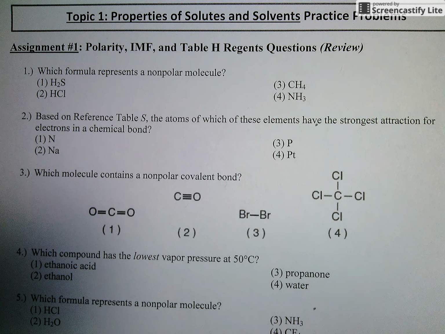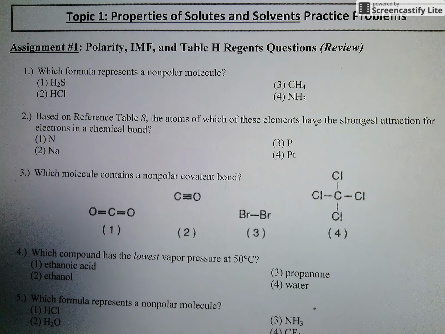Hi everyone. Today we're looking at topic 1 in unit 10 on solutions. And if you're sitting down to work on assignment number 1, you'll see it's on polarity, intermolecular forces, and vapor pressure, such as the stuff you see on table H.